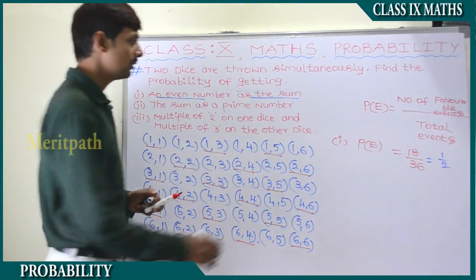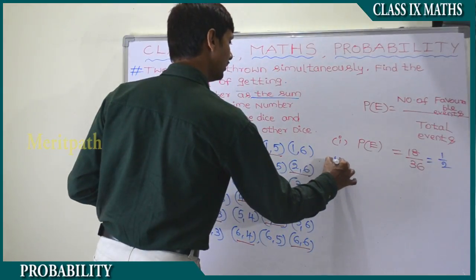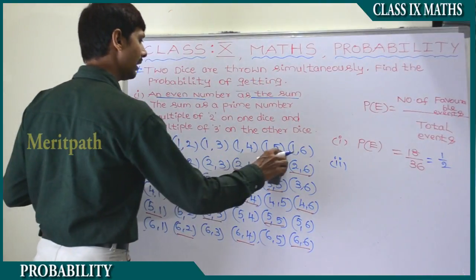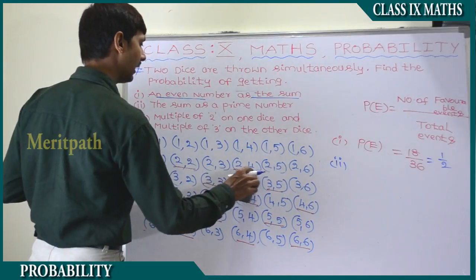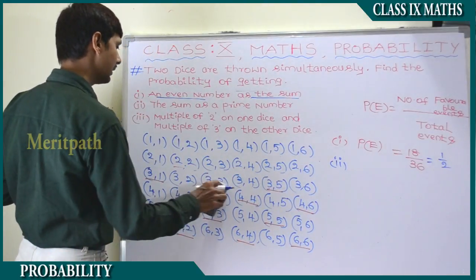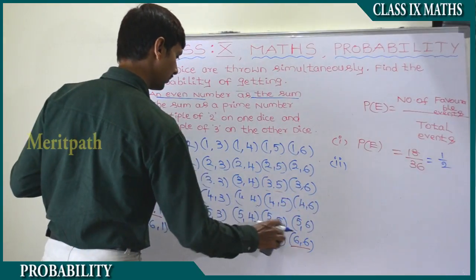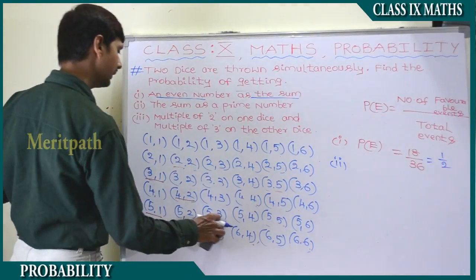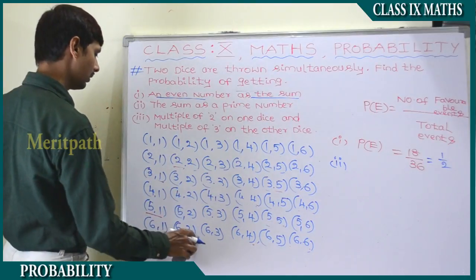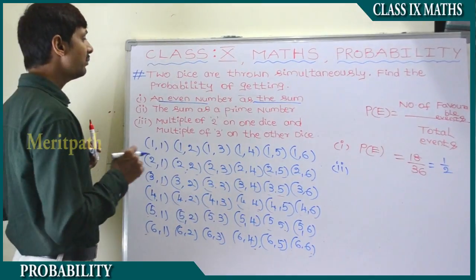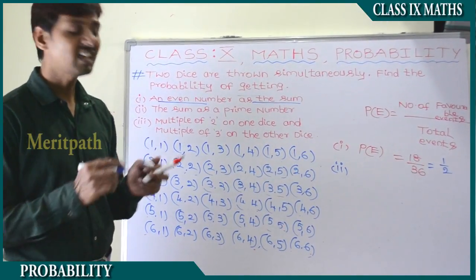And the second one, let's start with the second one. To understand clearly, let's take out the lines which we have there previously, and then I will understand very clearly. So the second question is that here the sum is a prime number. The sum as a prime number.